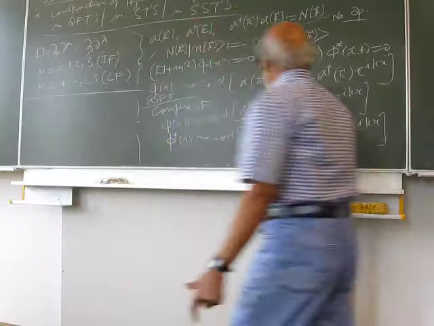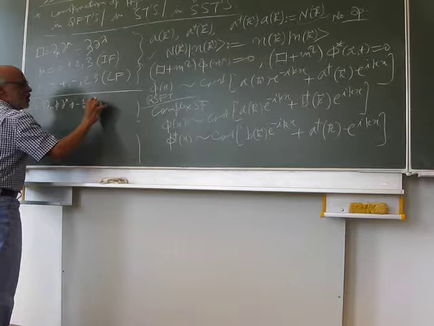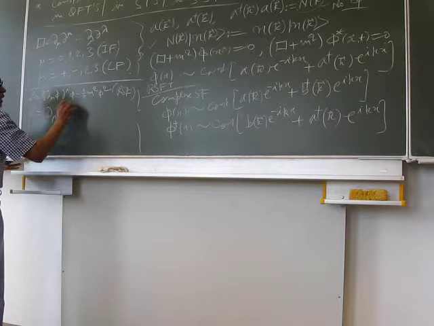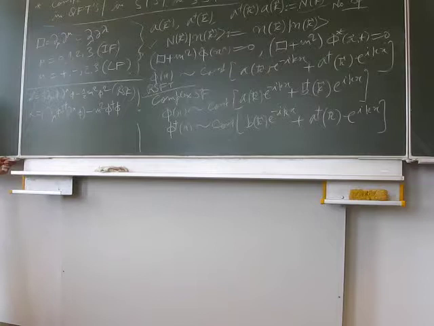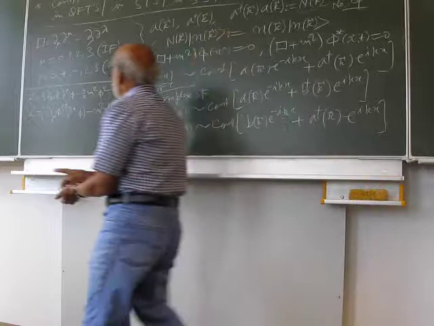Because my Lagrangian for the real scalar field theory is 1/2 d mu phi, d mu phi minus 1/2 m square phi square. However, for the complex scalar field theory, this would be d mu phi star, or phi dagger as you like, times d mu phi, minus m square phi dagger phi. So I have two independent fields. Now phi and phi dagger are two independent fields, and therefore I need two independent sets of the annihilation and creation operators.